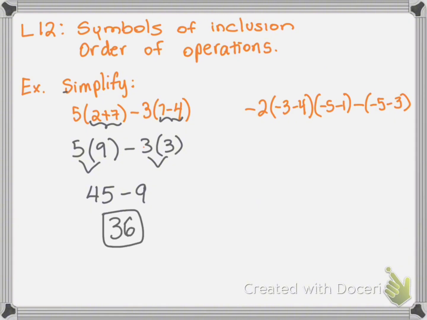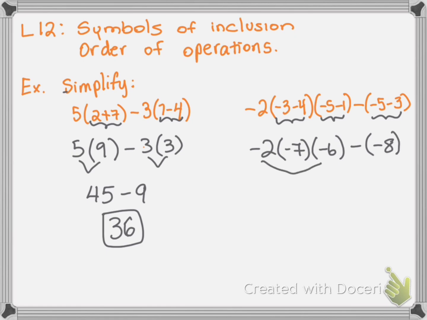In the next example, we have to do exactly the same. So what we have to do is simplify all the parentheses first. So we have negative 3 minus 4 is negative 7. Negative 5 minus 1 is negative 6. And then negative 5 minus 3 is negative 8. Now we're going to do the multiplications, which are these three factors here and then these two.